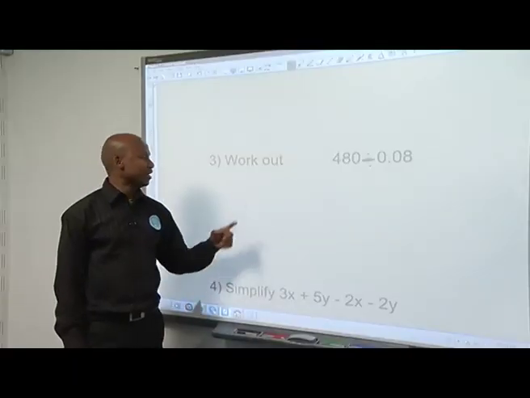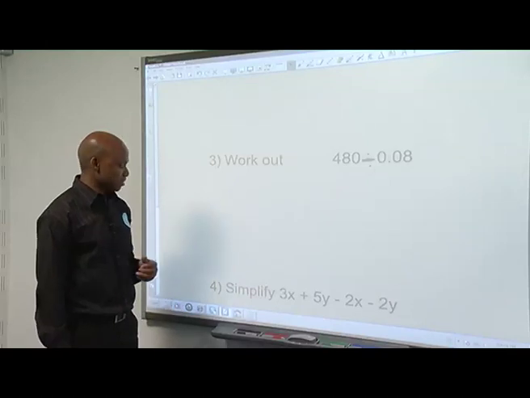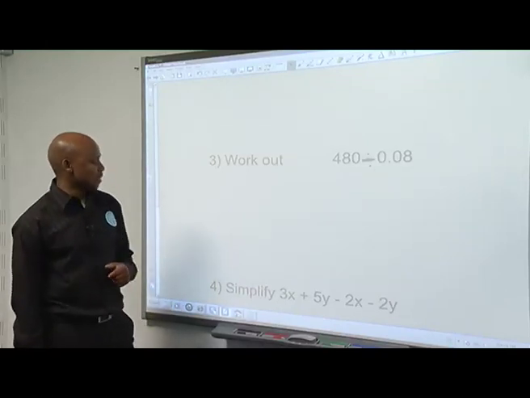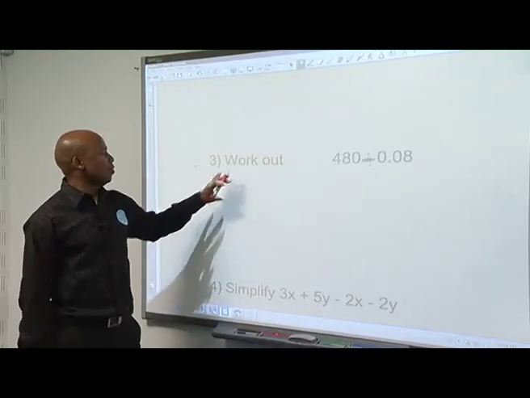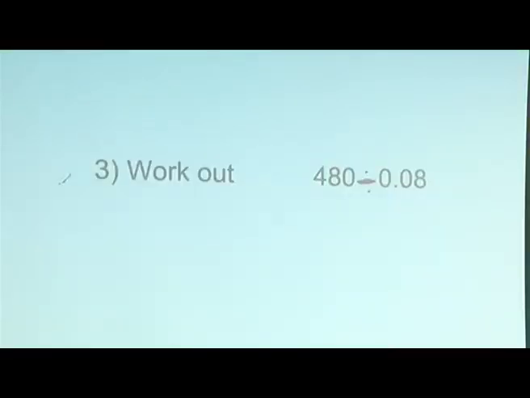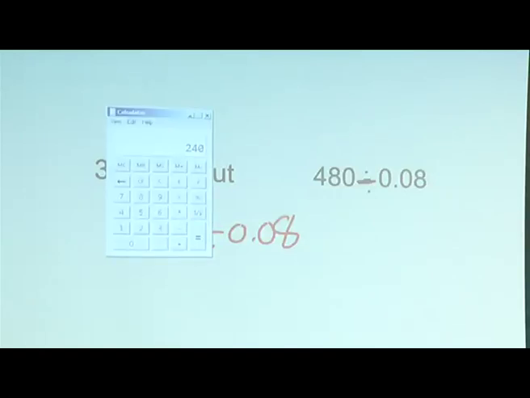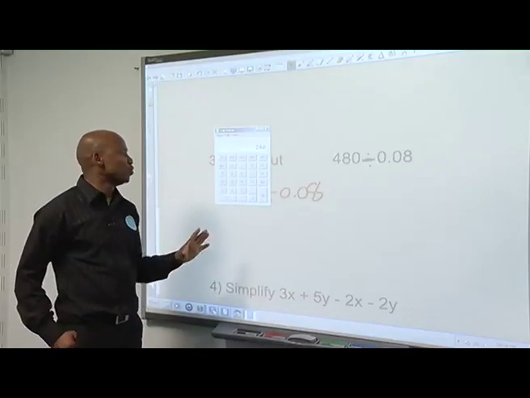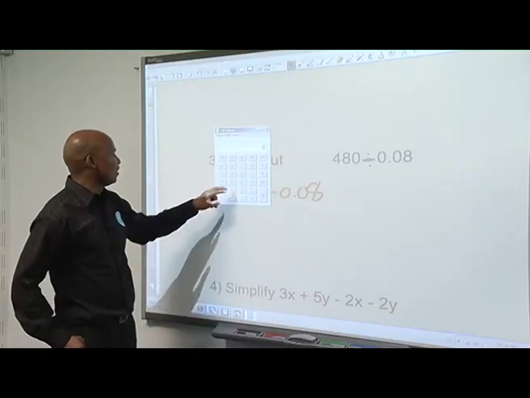I welcome you back. Let's look at another question here that is going to be there in paper 2. Now, we are saying work out 480 divided by 0.08. Now, this question may come out in paper 2. Even in paper 1, we can have such questions. Now, it is easy to get the answer here because we are going to use your calculator. We are not going to waste time with these questions when you are in paper 2. You simply press your calculator.